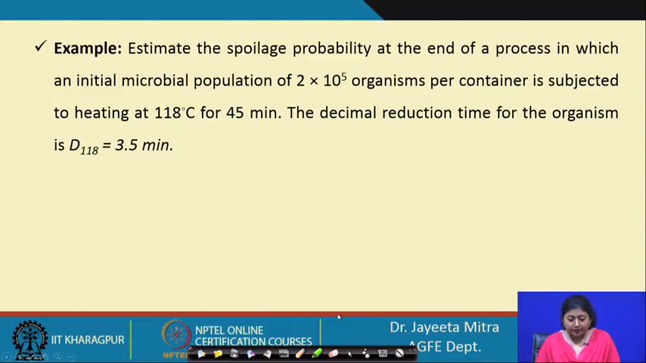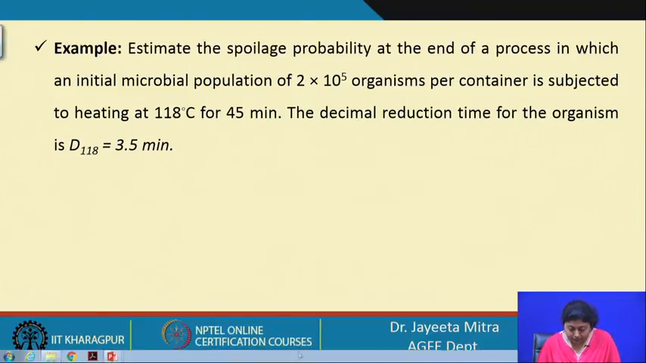So, if we take one example on that, estimate the spoilage probability at the end of a process in which an initial microbial population of 2 into 10 to the power 5 organisms per container is subjected to heating at 118 degree Celsius for 45 minutes. The decimal reduction time for the organism, D118, is equal to 3.5 minutes.